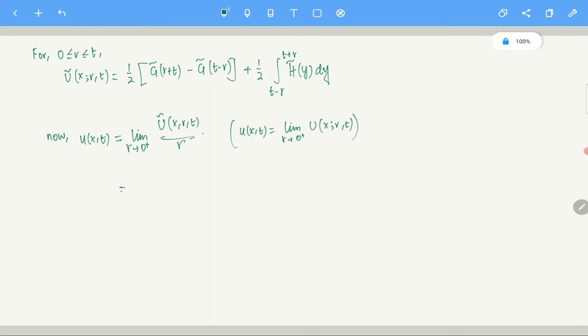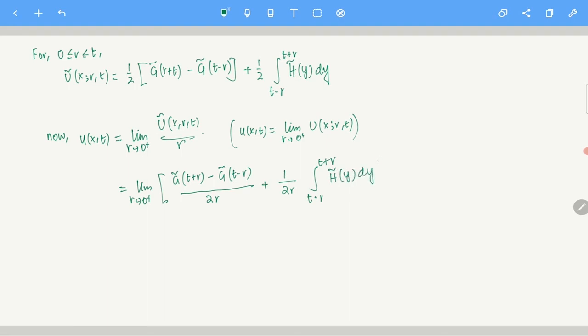Now this is equal to the limit as r tends to 0 plus, and this is very interesting, of (g̃(t plus r) minus g̃(t minus r))/2r plus 1/2r times the integral from t minus r to t plus r of h̃(y) dy.